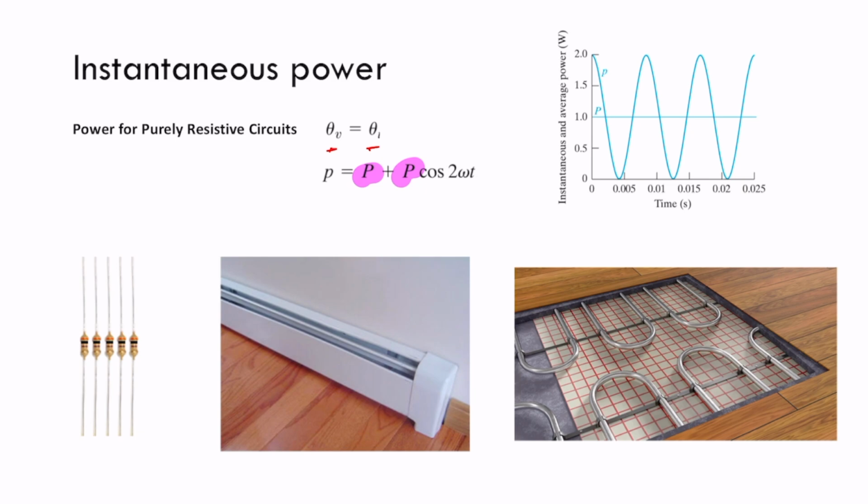We can represent this as a sinusoidal wave as well, but the frequency of this sinusoidal wave is double that of the voltage and the current. So it's going to be 2 times omega. And also it's always positive, so there is no negative. This means resistive elements are not providing any kind of power back to the source.